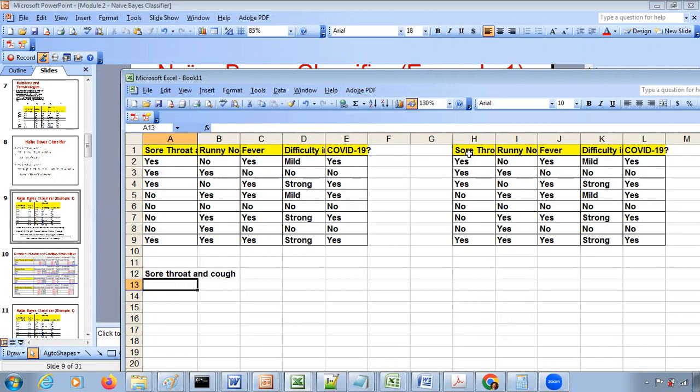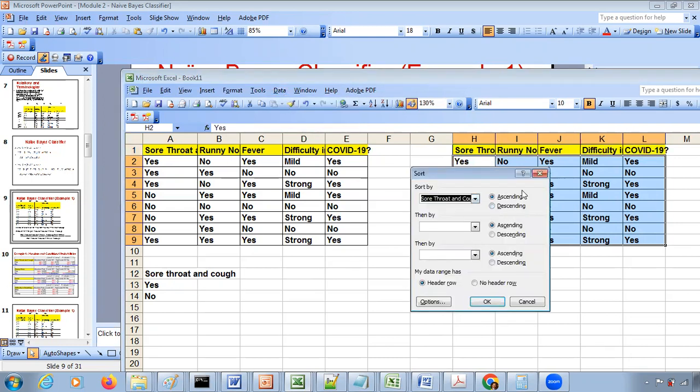So this feature has 2 values, yes or no. So let's type down those values, yes or no. And if you want to first find out the unconditional probability for the sore throat and cough feature, take the yes value, similarly the no value. So you can sort it based on the sore throat and cough, and then by the COVID-19 class.